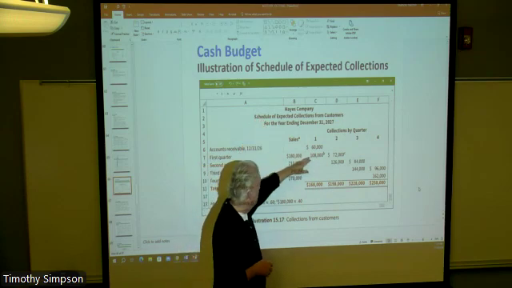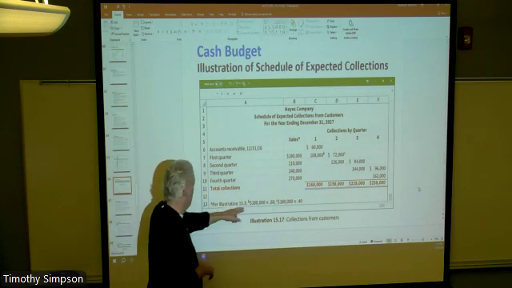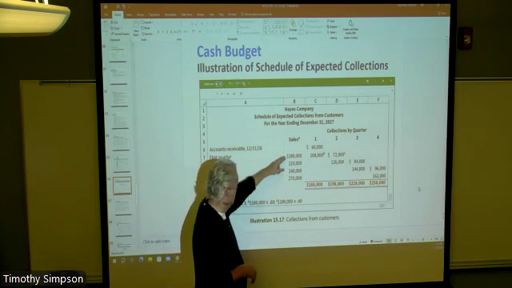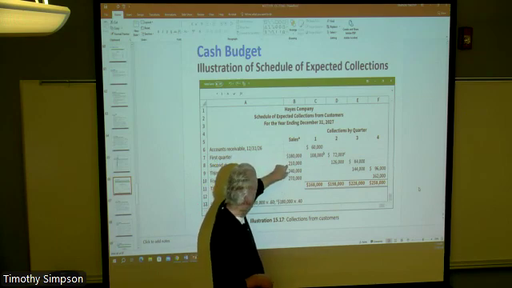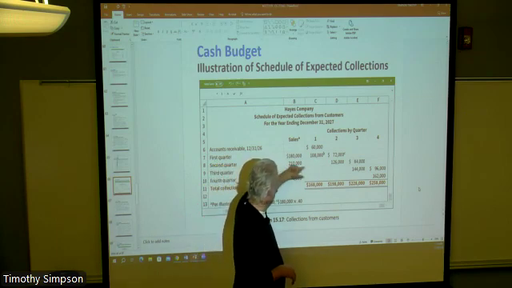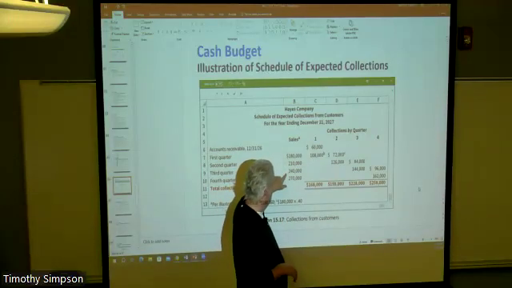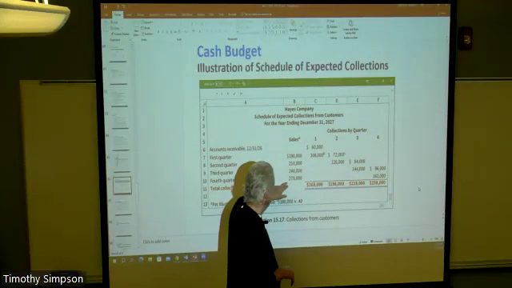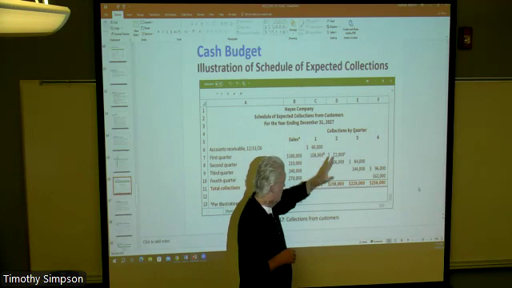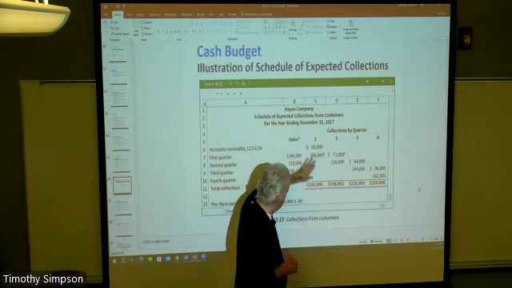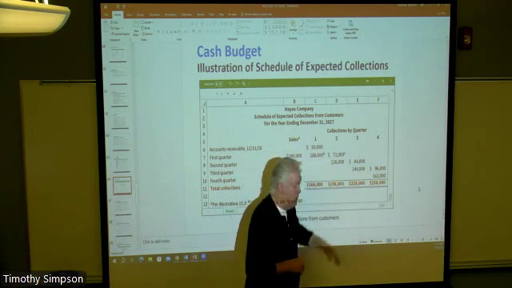We had 180, which is 60% of 180 in sales. Sales were here, and then all the way across here. 80% of sales in the second quarter is 126. 80% of sales in the third quarter is 144. All the way across, and we're collecting the other 40% in the subsequent quarter. So as a result, this is the schedule of money coming in.